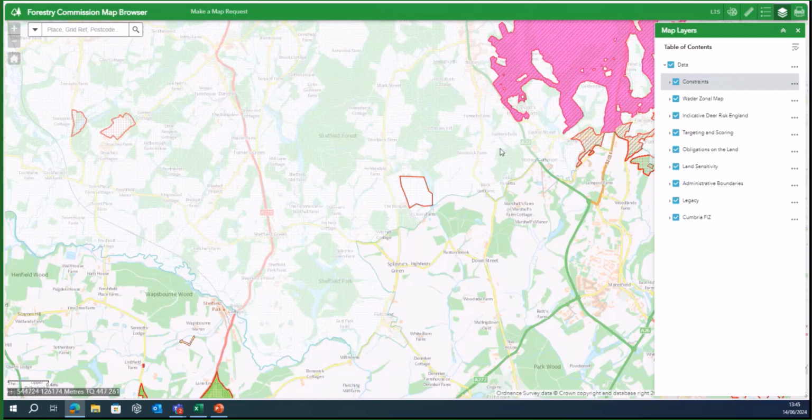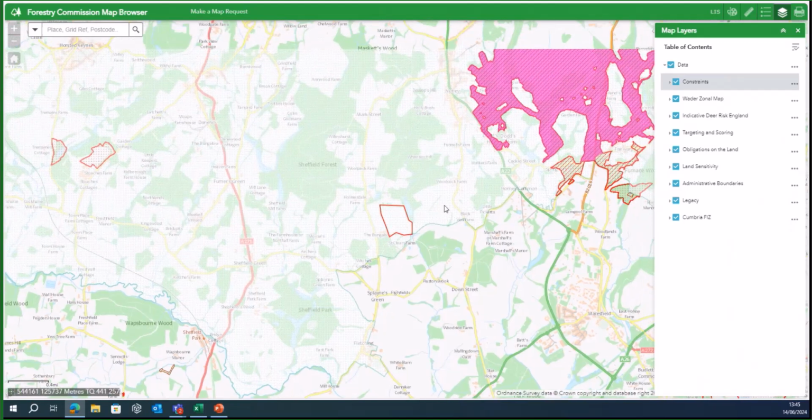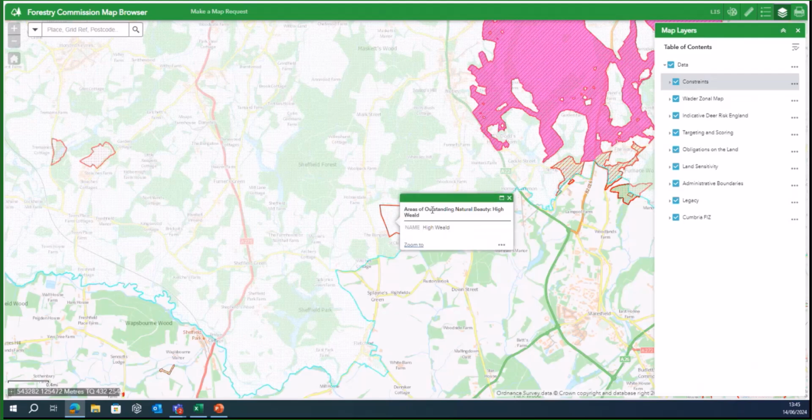Once these are highlighted, it's always worth clicking to detail which designated site is nearby. In this case, it's the High Weald National Landscape, or Area of Outstanding Natural Beauty. So that is the first list of constraints in the EWCO form.